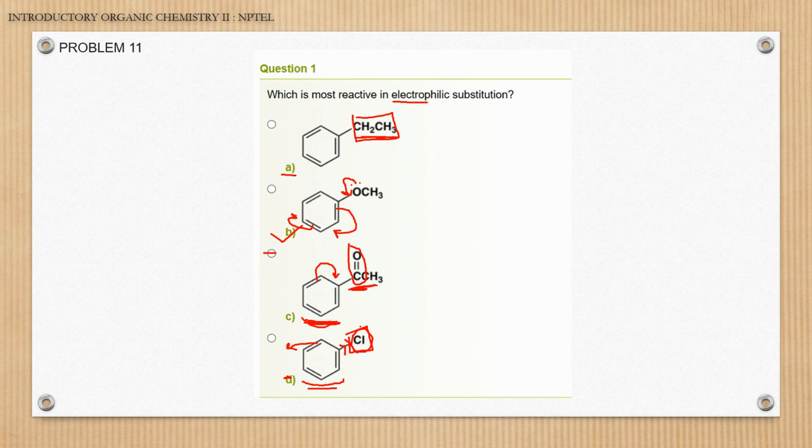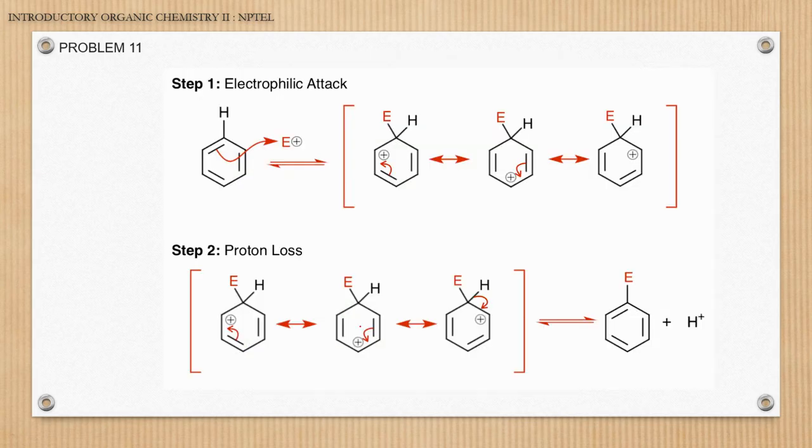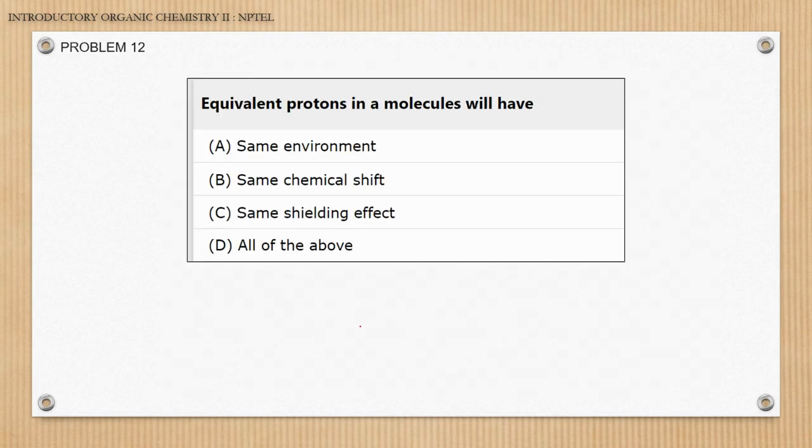Yes. Okay. So if it is clear, then I'm moving towards question number 12. It is a very simple question, guys. They are asking: equivalent protons in a molecule will have the same environment, same chemical shift, same shielding effect, or all of the above. Just tell me quickly what is the correct answer. All of the above. Yeah, all of the above.